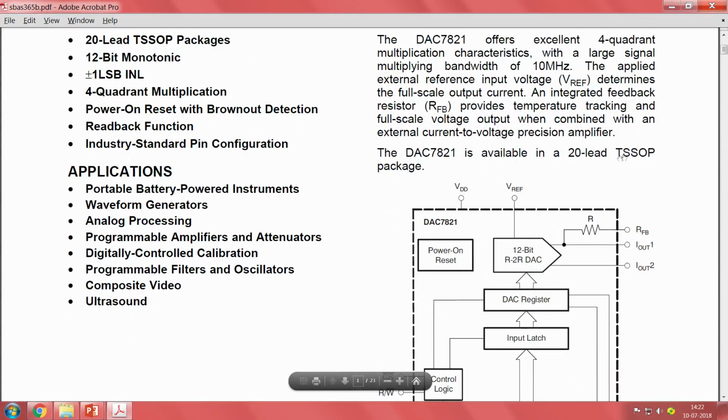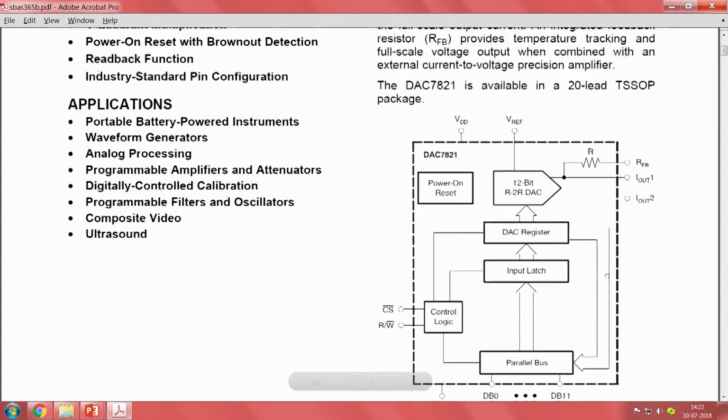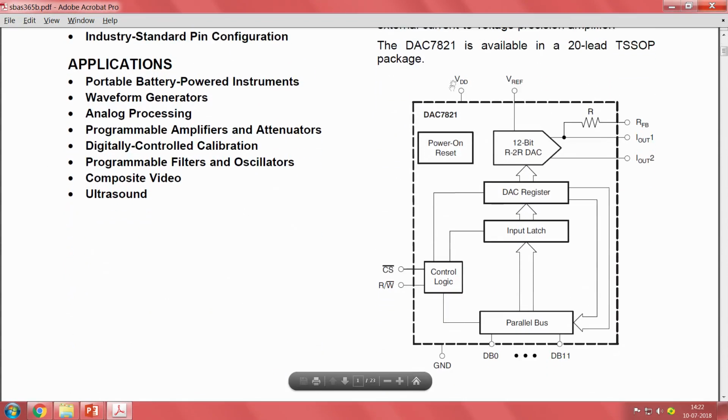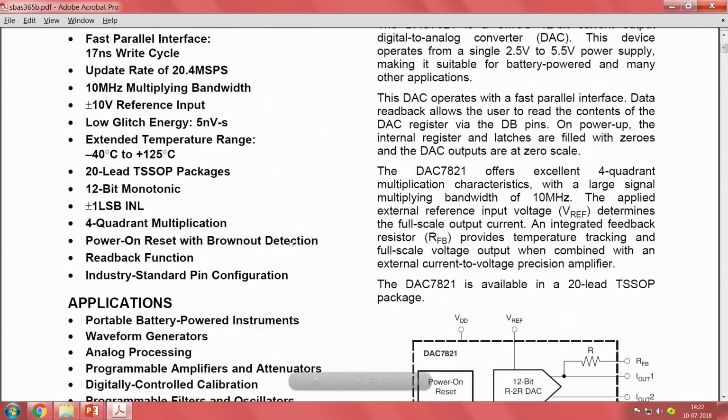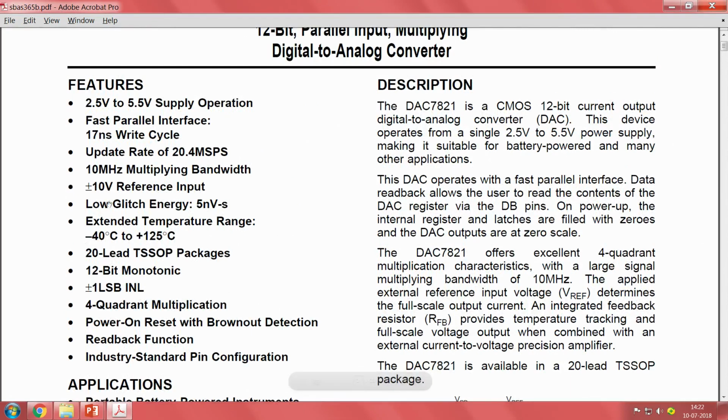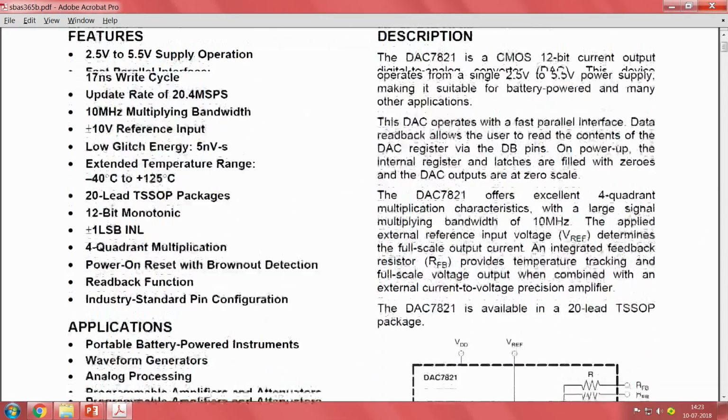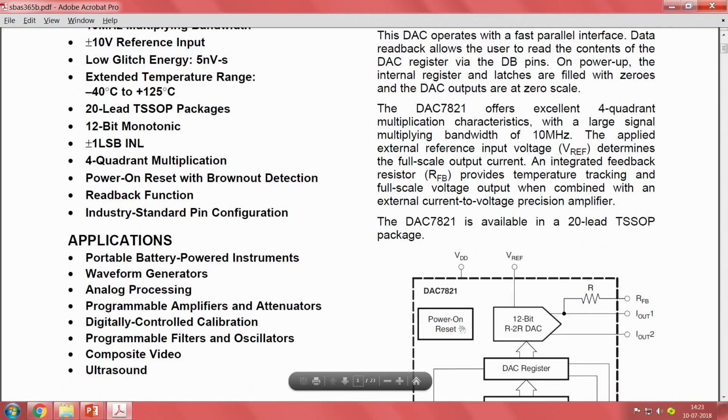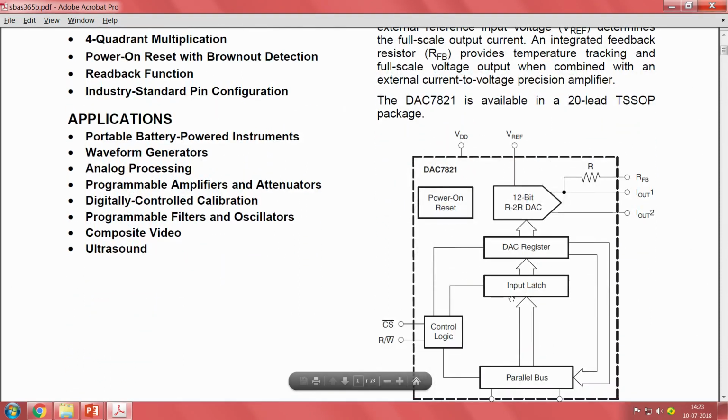The DAC is available in a 20 lead TSSOP package. So, what are the things? The VDD is there, VREF is there. VREF, we saw, is the plus or minus 10 volt reference input. Then the supply voltage is there, then they have a power on reset, then control logic. So, CS is what? Chip select. CS is usually called chip select. In most ICs, if they have a CS bar signal, it is chip select.